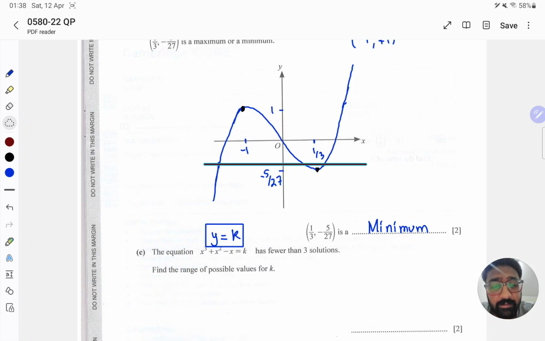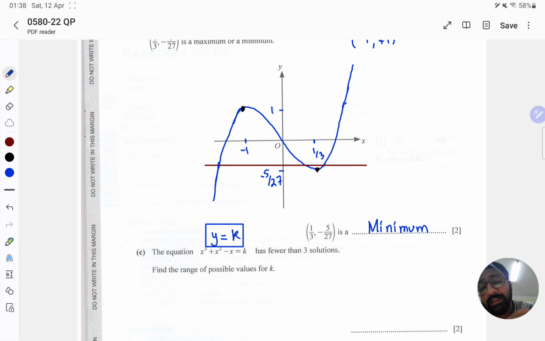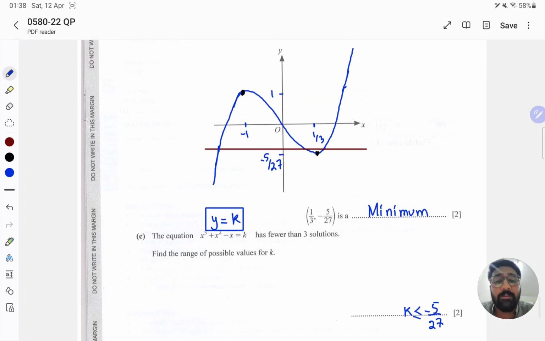If I move this line a little above this, how many solutions do you think are going to be there? Solution means the point of intersection. So as soon as I move it above this point, there are going to be more than 2 intersections, which means three solutions over here. And in the question he says it has to be fewer than 3 solutions. So one value of k that is possible has to be less than or equal to minus 5 by 27.